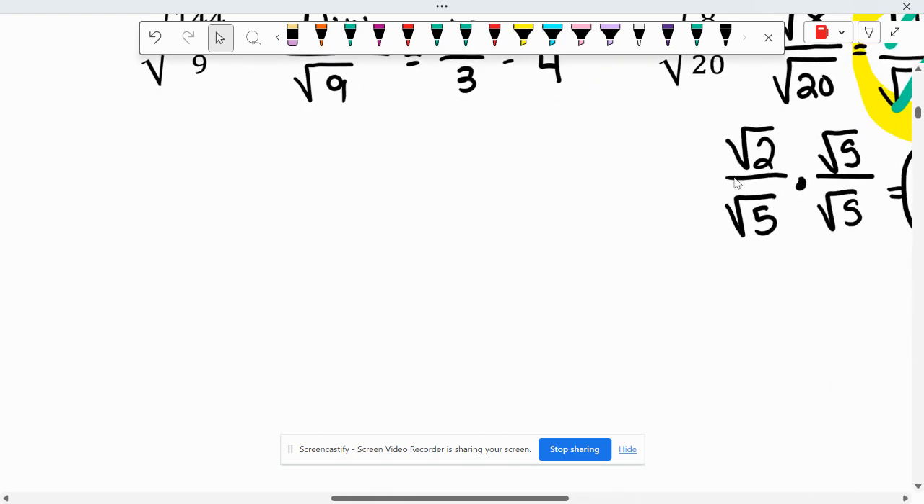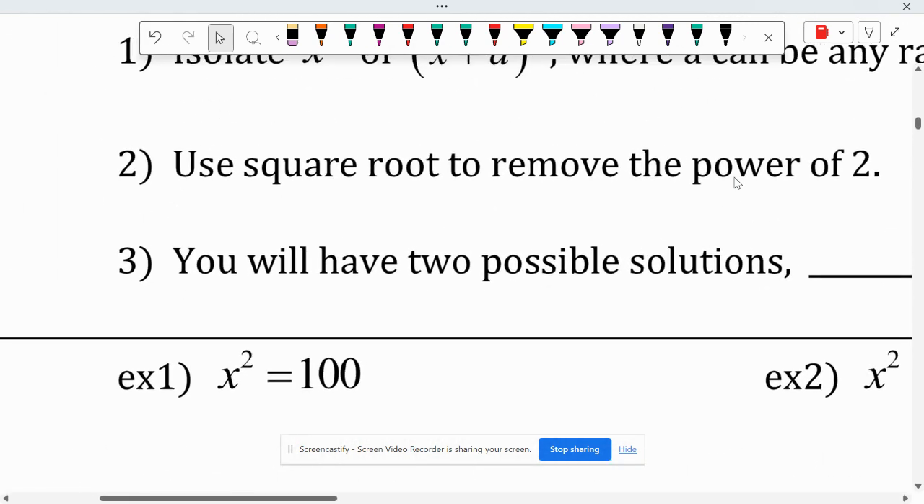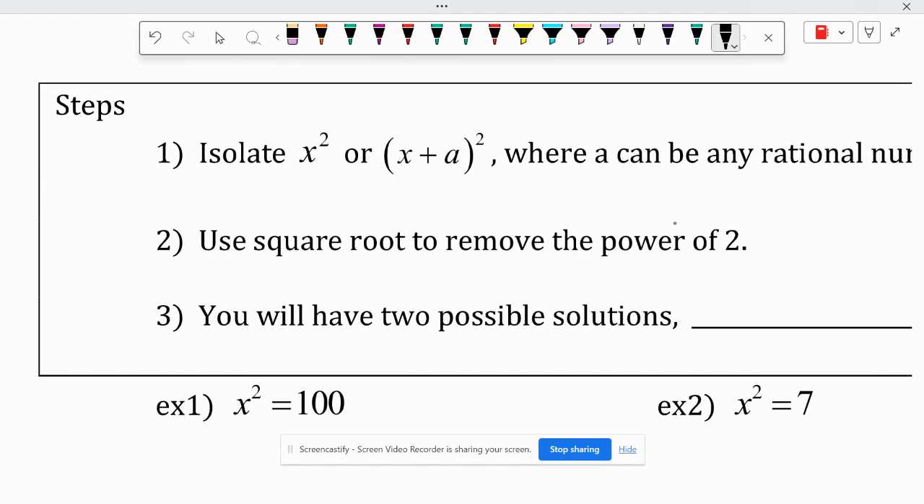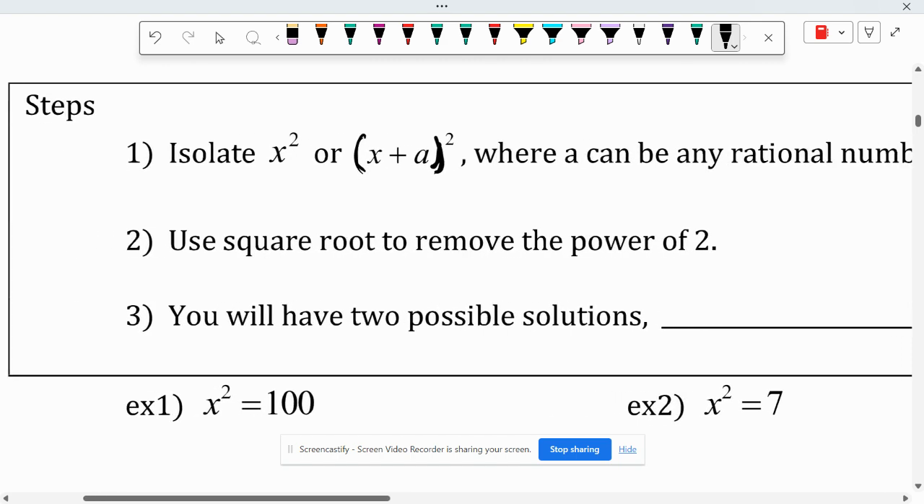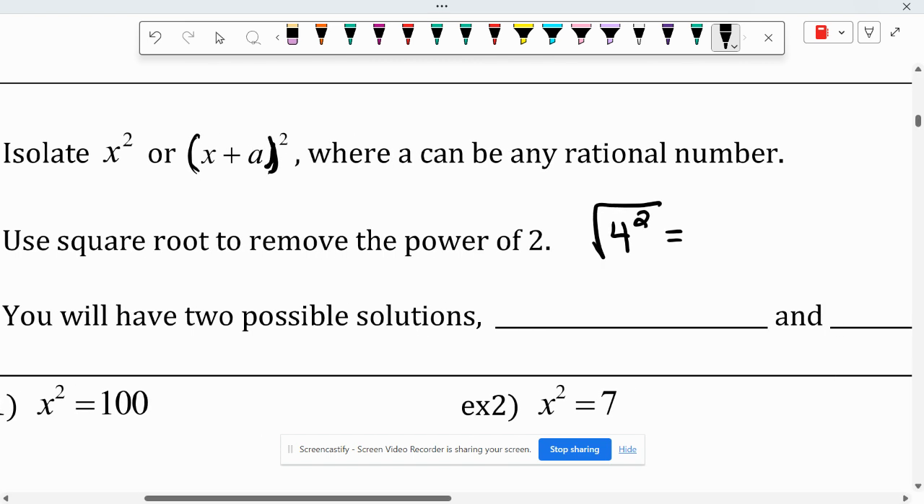Okay. So let's talk about steps to solving using square roots. So you're always going to isolate x squared or the sum or difference of a binomial squared. A can be any rational number. Then use the square root to remove the power of 2. So 4 squared under the square root symbol is just what? What does the square root do to the square? It cancels them out. It equals 4.